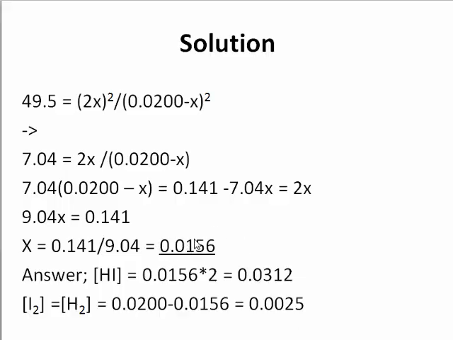Solving for x is key to success, but you have to remember what x means. For example, the HI concentration is 2x, so we need to multiply this number by 2 to find the HI concentration at equilibrium. The concentrations of I2 and H2 were 0.0200 minus x, so we subtract this number from 0.0200, and the value I obtain is 0.0044 for these concentrations.